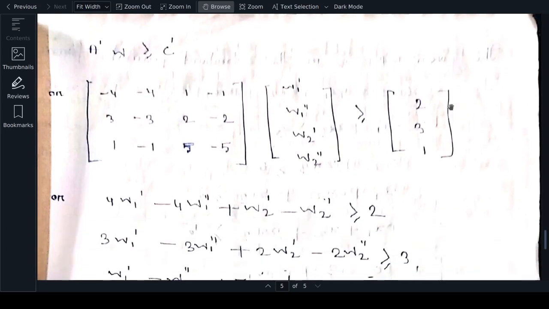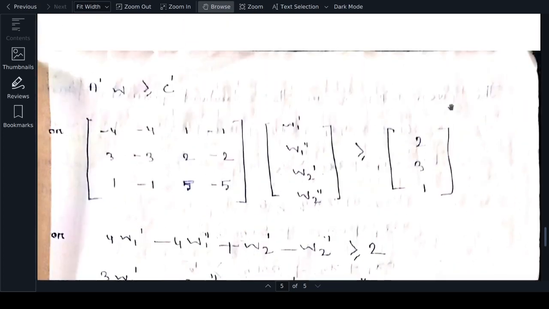First row of the primal will be the first column of the dual, second row of the primal will be second column of the dual, third row of the primal will be third column of the dual, fourth row of the primal will be fourth column of the dual. The variables we use are w1', w1'', w2', w2''. Then the inequality symbol in the primal is less than, so its dual will automatically be greater than, reverting. If less than, then the dual will be greater than or equal to.